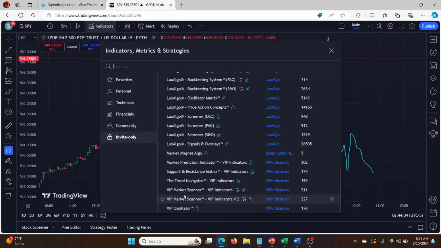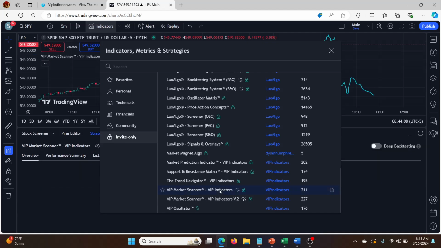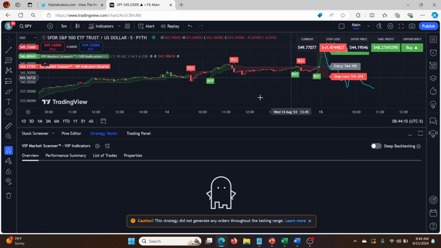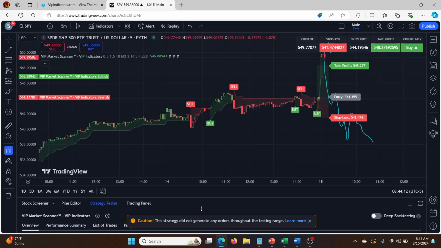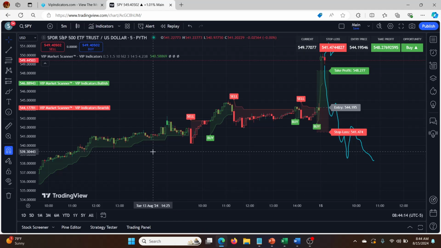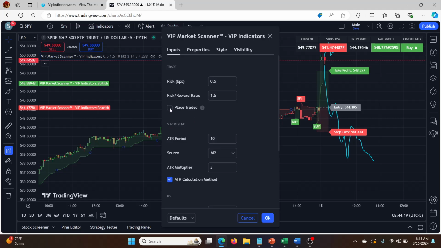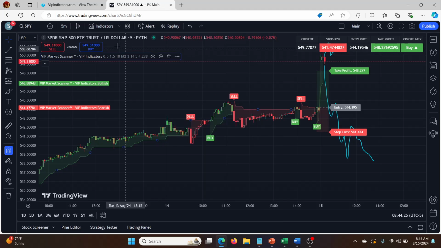So the VIP market scanner, version 1 and version 2. Version 1 I prefer because it has backtesting included, which is a nice feature. That's one of the pros: you click on the signals and you can click place trades and it'll actually start backtesting for you, which is really nice. So let's take a quick look at the signals here.